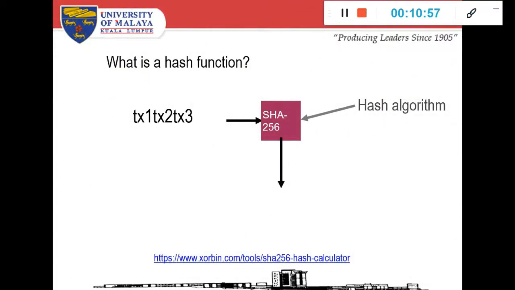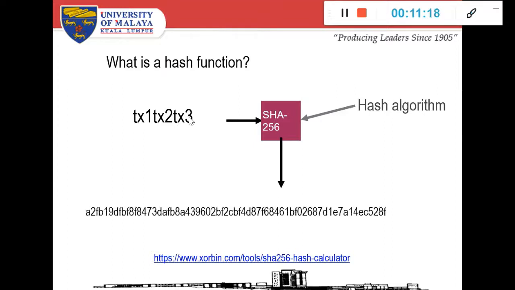So this is the hash function. You can play around with this SHA-256 hash calculator. You can put any input. This is SHA-256, secure hash algorithm, 256 bits. If you put TX1, TX2, TX3, the hash algorithm will produce an output like this.